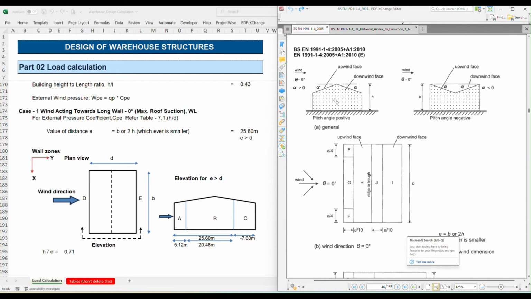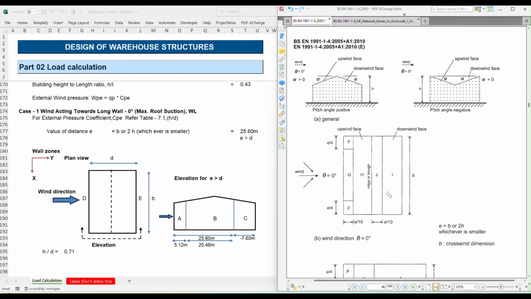Here there are two kinds of duo pitch roofs: one with positive pitch angle and another with negative pitch angle. This case is applicable to us. Understanding the wind acting direction, the acting pressure coefficient and the suction pressure coefficient is very important. On the left-hand side Excel you can see case 1, wind acting towards the long wall, that is the 0 degree wind we are considering. This matches exactly the picture shown in the PDF on the right-hand side.